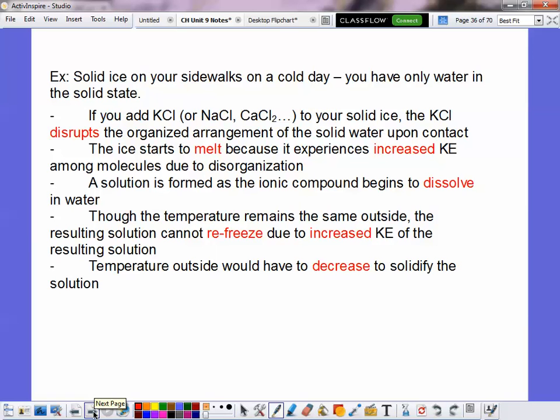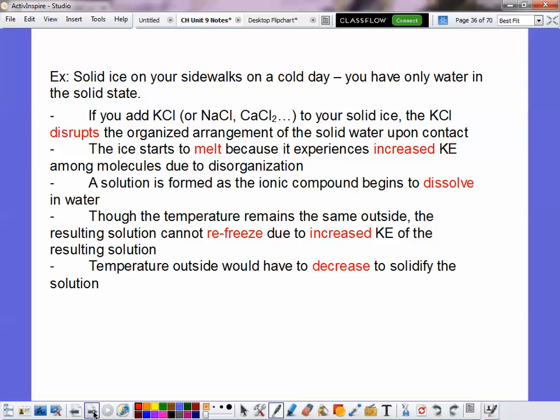So for example, you have ice in the solid state, or water in the solid state, solid ice on your sidewalks on a cold day. It's only water in the solid state. You add some sort of salt to your solid ice, and that disrupts the organized arrangement of the solid water upon contact. The ice will start to melt because it experiences increased kinetic energy among the molecules due to that disorganization.